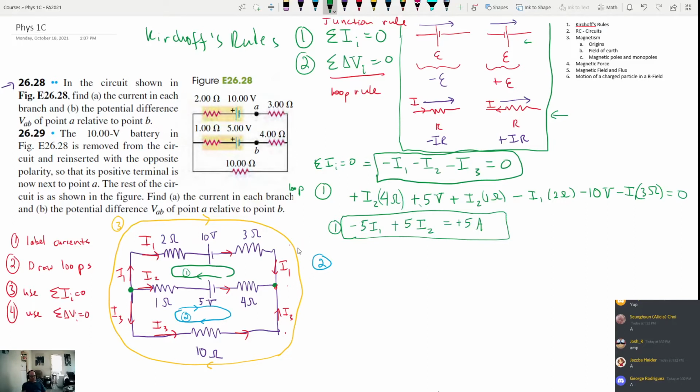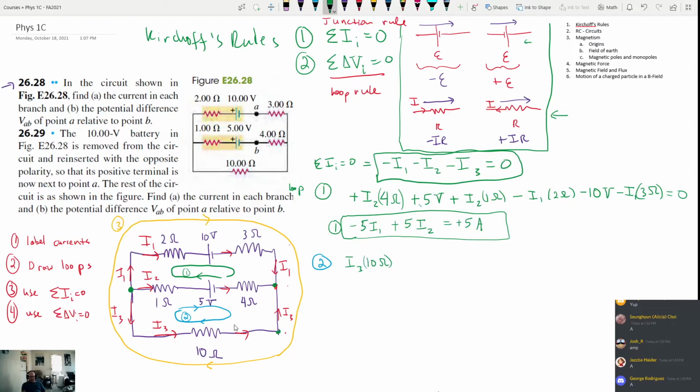All right, that is 2 minutes. So hopefully you were able to figure this out. Okay. So I'm going to start down here, bottom left corner, and we're going to go around. On the bottom one, we have 10 ohms, I3. So I'm just going to write I3 times 10 ohms.